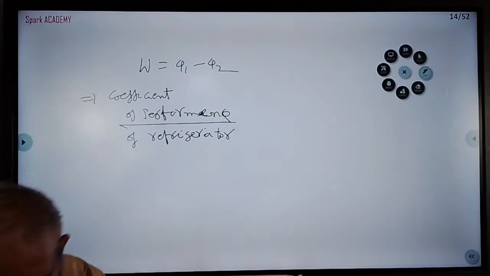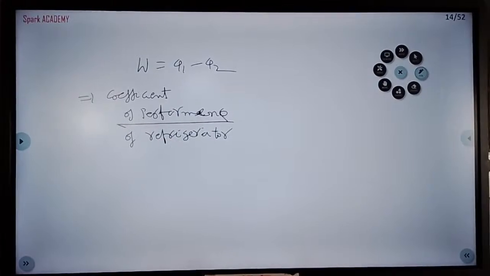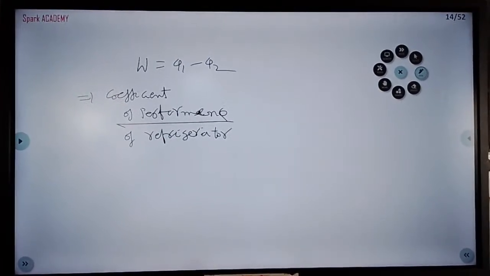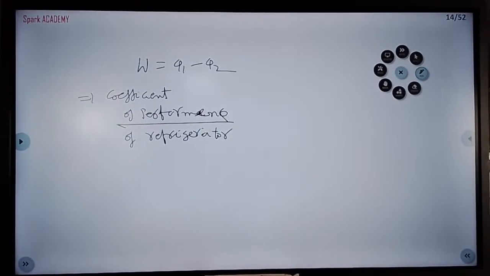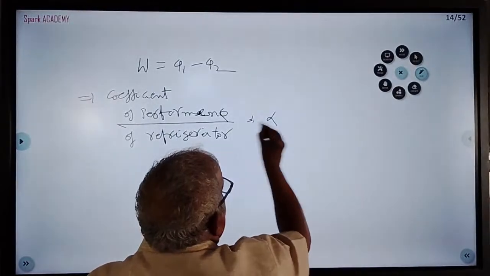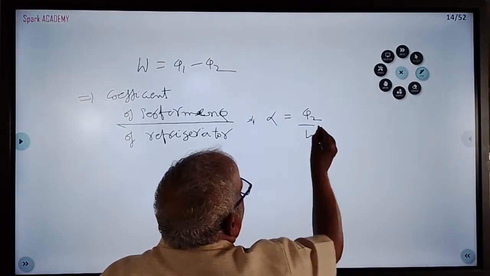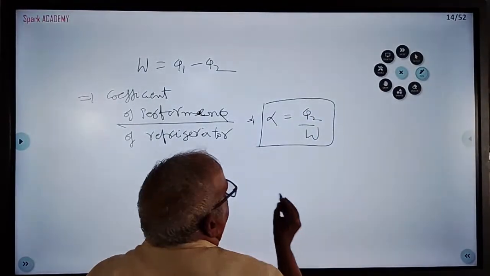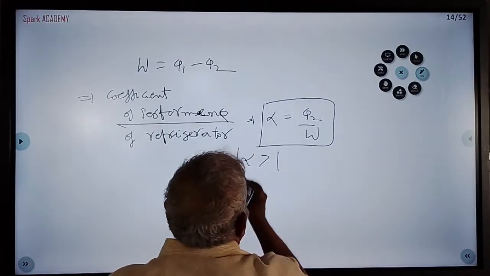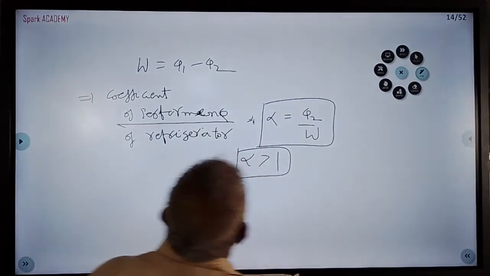That is given by the letter alpha or beta. Coefficient of performance of a refrigerator, alpha, is given by the formula Q2 by W. Alpha is greater than 1. Alpha, coefficient of performance, is greater than 1.